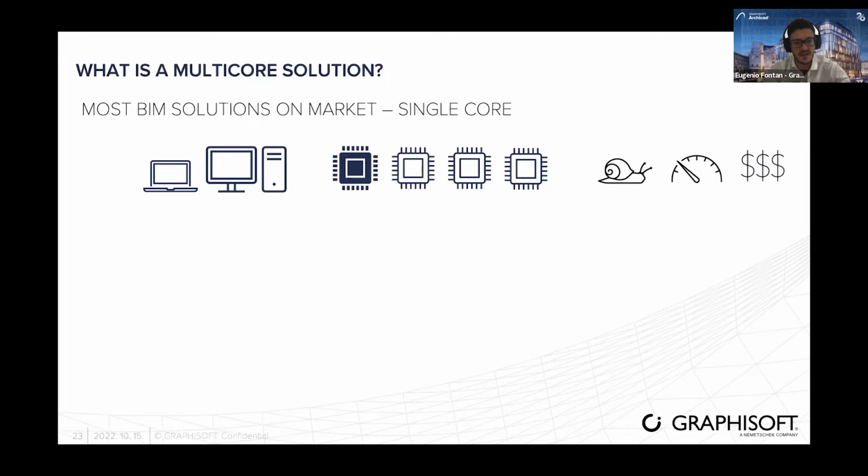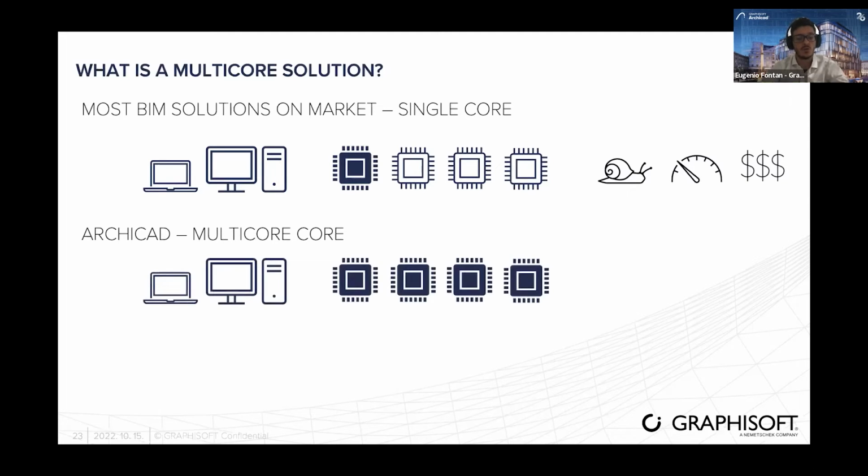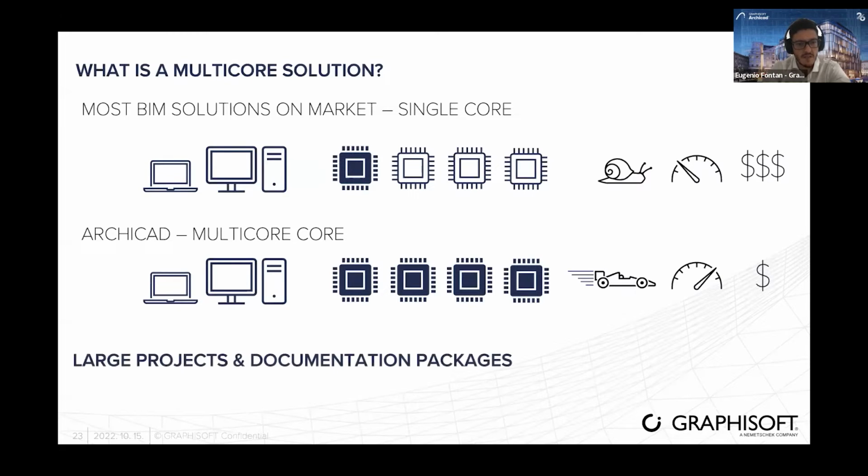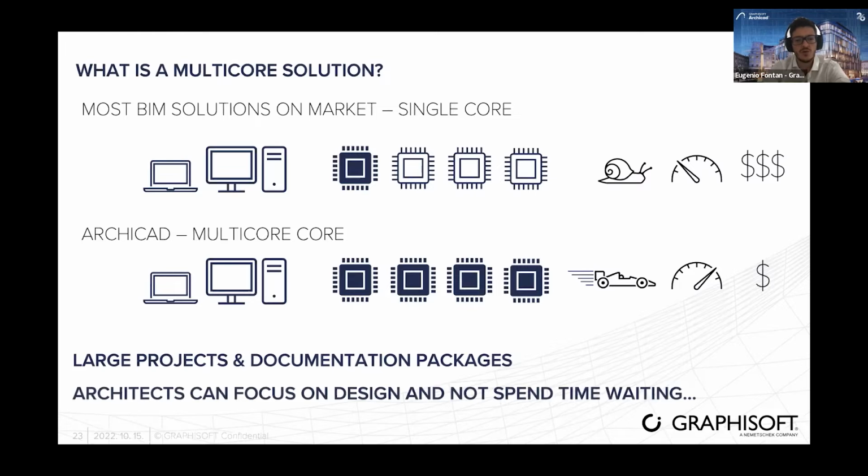We all have been there. We all have heard stories about, oh, I need a very powerful computer to handle my BIM solution. This doesn't apply to ArchiCAD. ArchiCAD uses all the cores of the machine, so it runs much more smoothly on machines that are not the latest and not the most powerful. And we don't need to invest so much money in hardware. So we can still work with large projects and documentation packages, and focus on design.